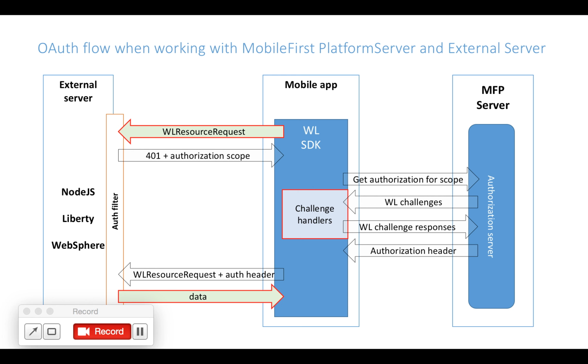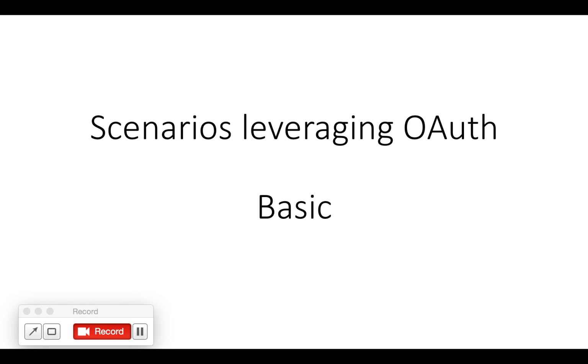Right? And similar to before, the transparent arrows are absolutely transparent to the developer and user. So once again, the developer only needs to care about making their initial WL resource request, handling a possible challenge in their challenge handler, and eventually getting the data. The rest of the flow is absolutely transparent to the developer.